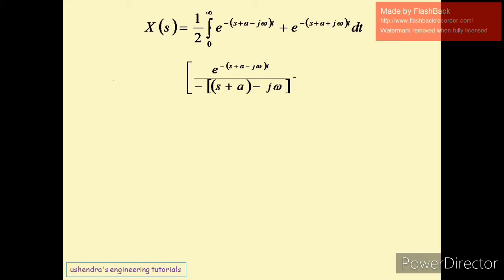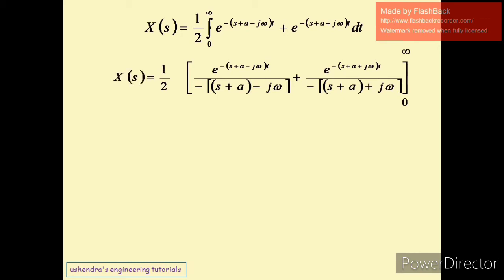And coming back to the second term, it's as it is, e raised to minus of s plus a plus j omega into t, and in the denominator we'll have this term, because this is the constant in this case, so that comes down in the denominator as it is. So this positive, it's as it is, and we are done with the integration. So the limits of integration, the upper limit is infinity and the lower limit is 0, and half comes out, which is equal to X of s.